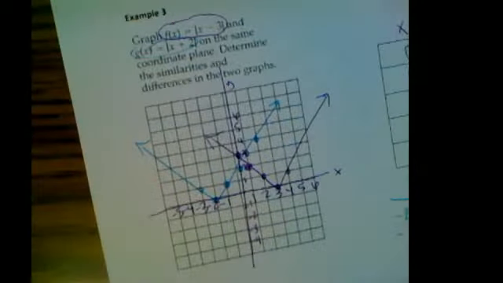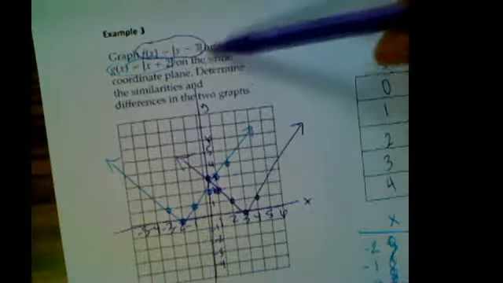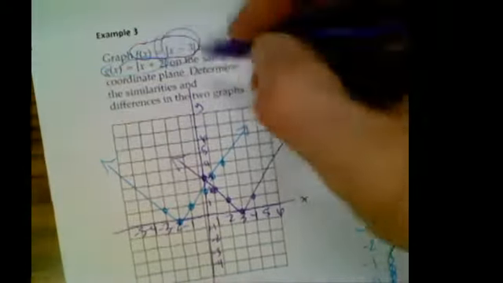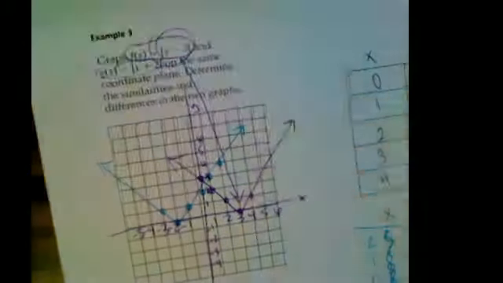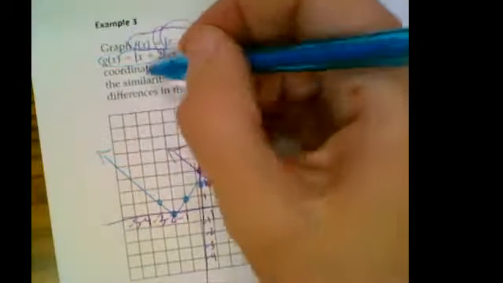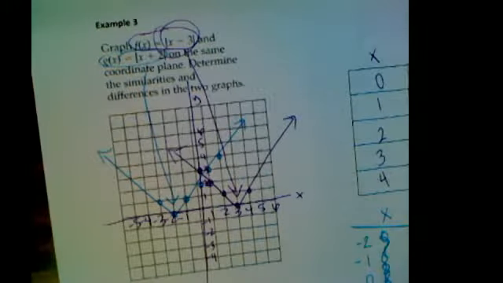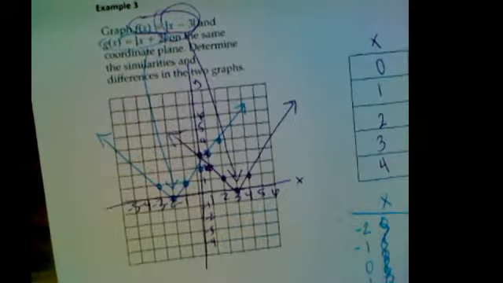And the question is, determine similarities and differences of the graph. Does anybody notice when I graphed the absolute value of x minus 3, look at where the 0 was. And when I graphed x plus 2, look at where that 0 or that vertex is. So there's one trick to help you guys with absolute values. Again, these should be V's. They should not be curved like that. Those are parabolas. Don't do that.